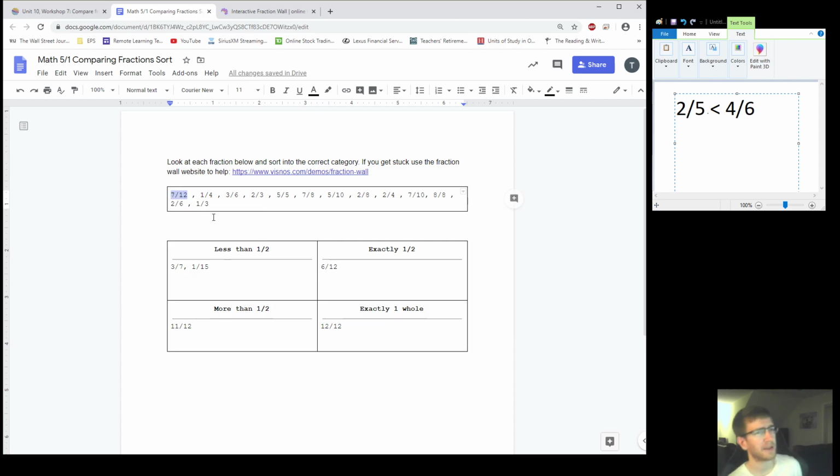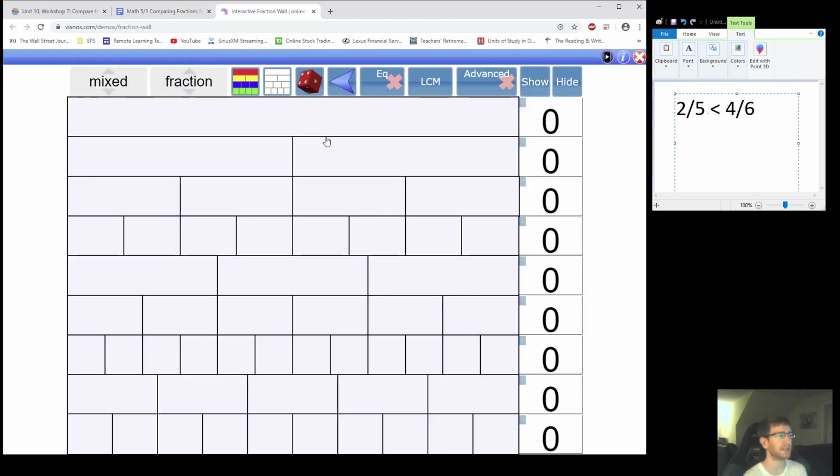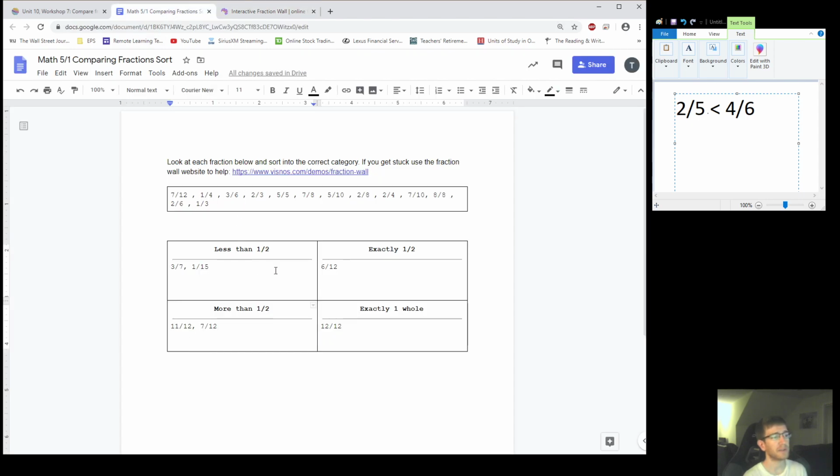7/12. So if I think of this in terms of the benchmark 1/2, it only takes 6/12 to equal 1/2. I have 7/12. That means it is more than 1/2. But let's take a look at it. If you're stuck, if you didn't get that, if you're like, I have no idea, you come here. All of these are being compared to 1/2.